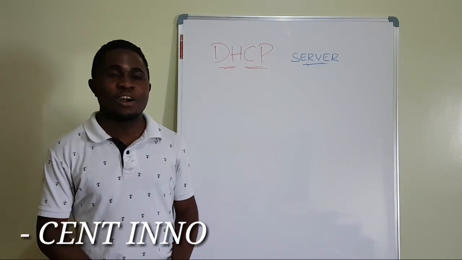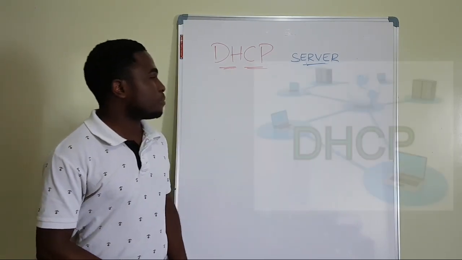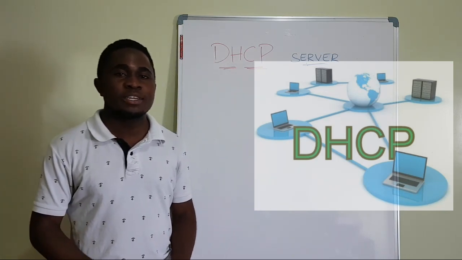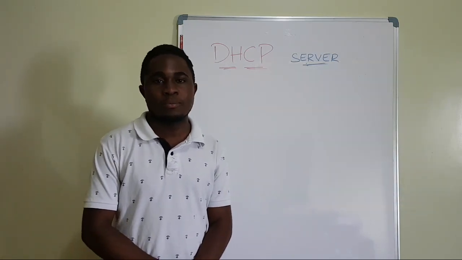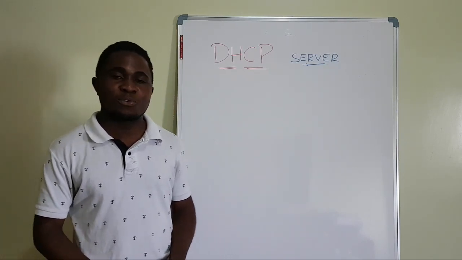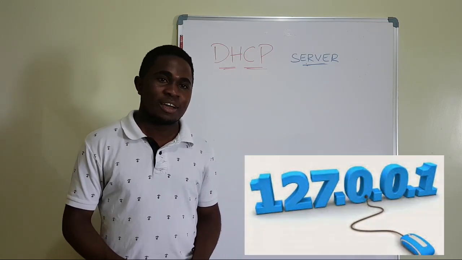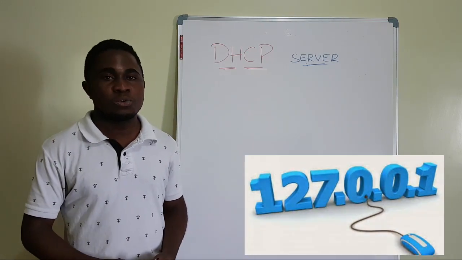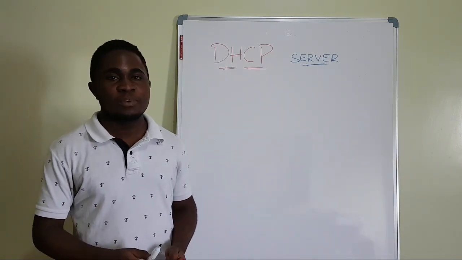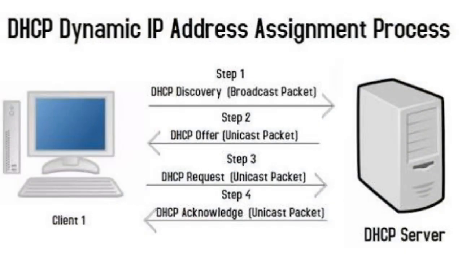My name is Sentino. I'm here to give an introduction to the DHCP server. DHCP, the Dynamic Host Configuration Protocol, gives automatic IP addresses to clients who request them. You agree with me that for electronic devices to communicate, we need an IP address. Previously, we used to assign them manually, and that's what we call a static IP address. But with time, they came up with the DHCP server, which assigns the IP address automatically.